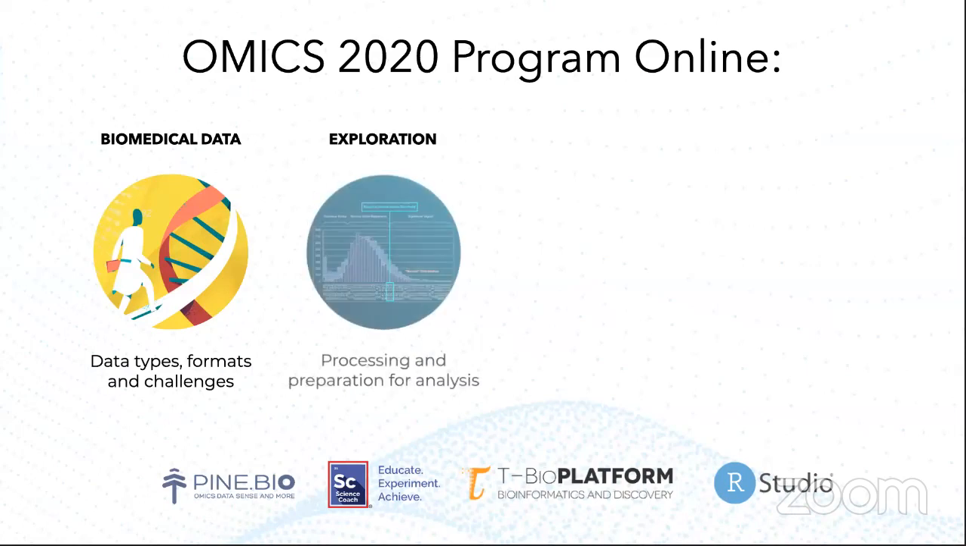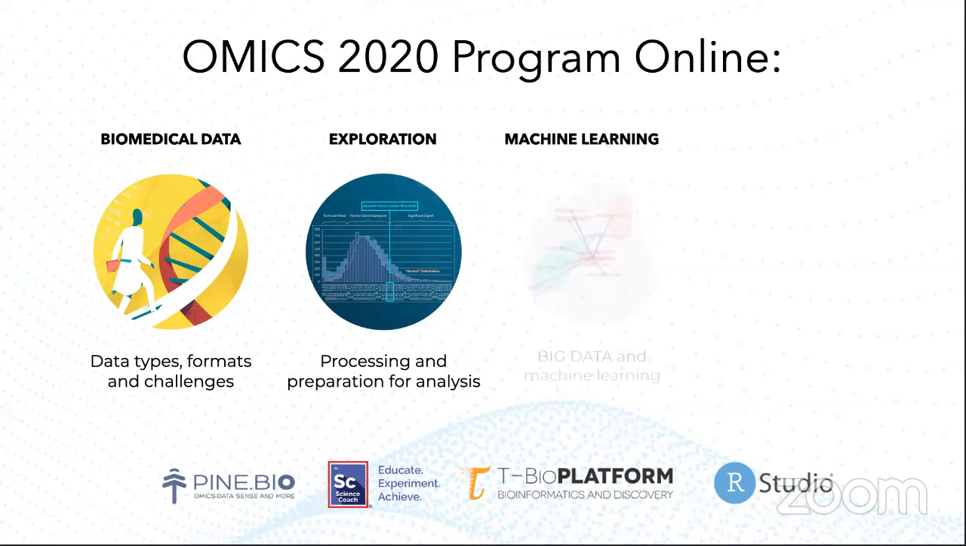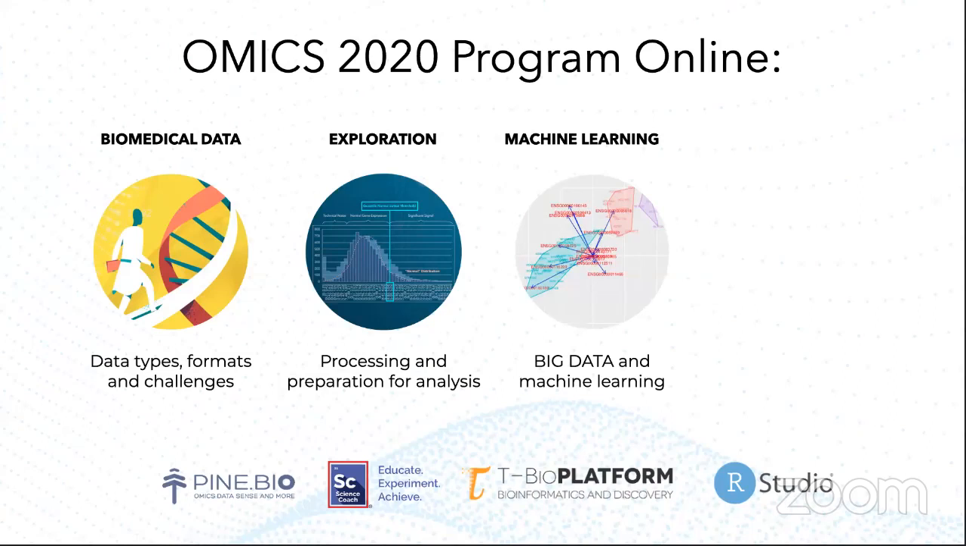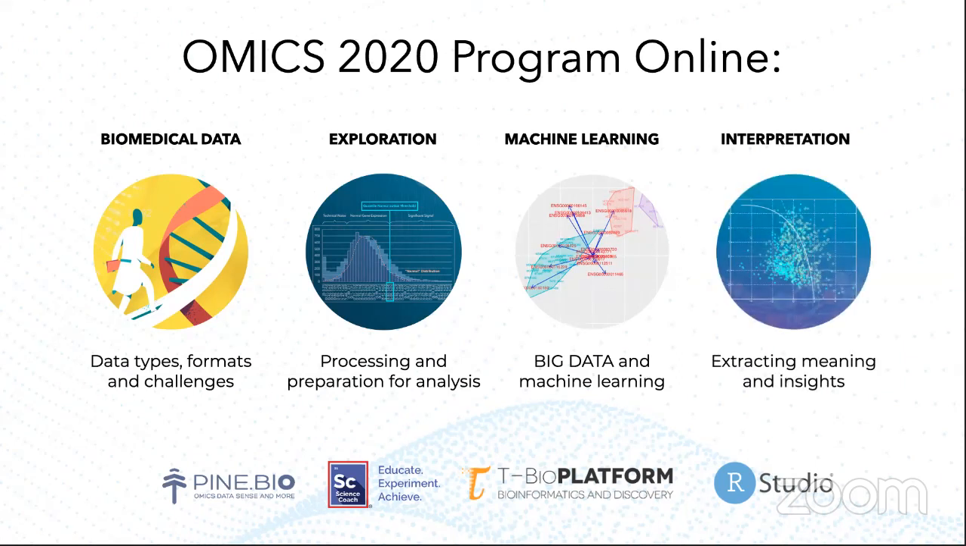We'll talk about the exploration of these types of big data sets to help us process and prepare them for analysis and understand conceptually where is the signal and where is the noise. We'll talk about machine learning, so how to apply machine learning to big data, and that data could be many different types of data, but primarily we'll focus on biomedical data and omics. And then we'll also talk about the interpretation. When we find insights in these big data sets, how do we actually apply them to what kinds of problems? So we'll talk about that.